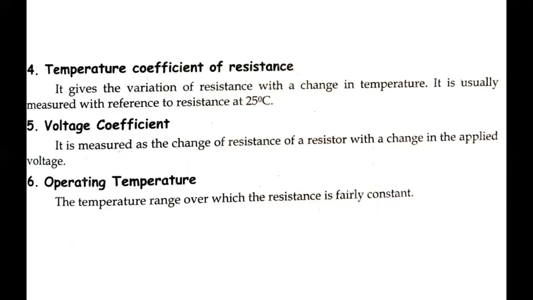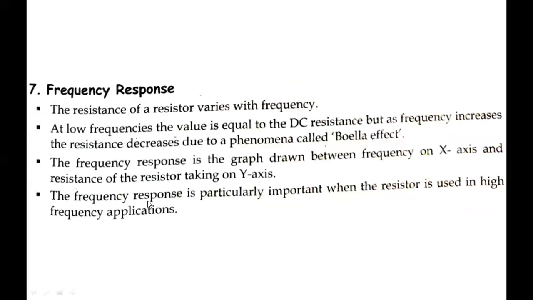Temperature coefficient of resistance. It gives the variation of resistance with the change in temperature. It is usually measured with reference to the resistance at 25 degrees centigrade. Voltage coefficient is measured as a change of resistance of the resistor with change in the applied voltage. That is operating temperature, last one. The temperature range over which the resistance is fairly constant.